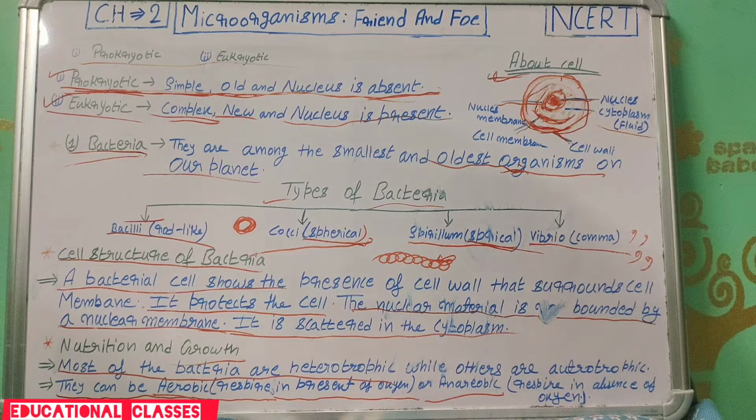So now we have done cell structure, prokaryotic and eukaryotic cells, types of bacteria, their structure, and nutrition and growth. In the next class we will read about algae and protozoa.